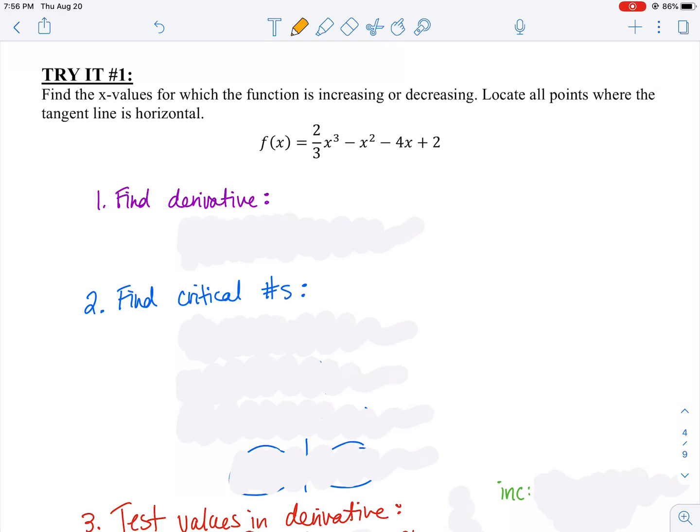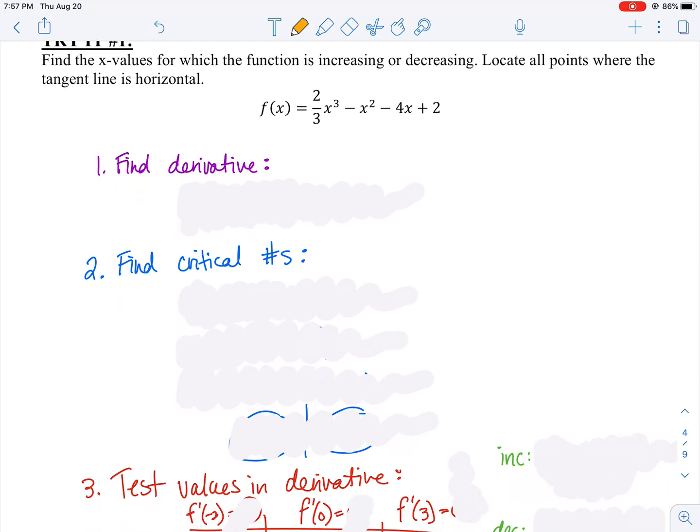All right, so now that I've done one, I want you to try one all by yourself. I want you to pause the video. Look at try it number 1, and find me all the x values for which the function is increasing or decreasing. So the intervals in which this function is increasing or decreasing. Locate all points where the tangent line is horizontal.